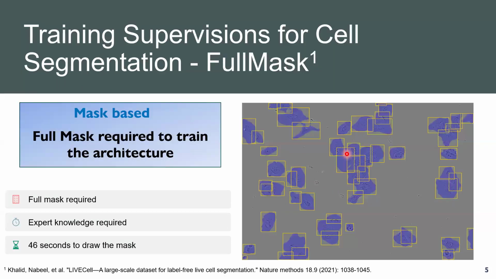Now we will discuss different kinds of training supervision for cell segmentation. The first one is mask-based, which requires a full mask for training. It's very time-consuming and it requires expert knowledge incorporation as well. And it requires 46 seconds to draw a segmentation mask by itself.